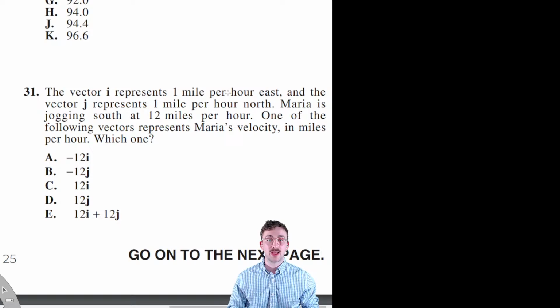Maria is jogging south at 12 miles per hour. Okay, so as I said, the same thing with negative i being west, south would be negative j. So if we're talking about 12 miles per hour south, then that would be negative 12j. So the answer would be B, and we can move on. Not too bad.